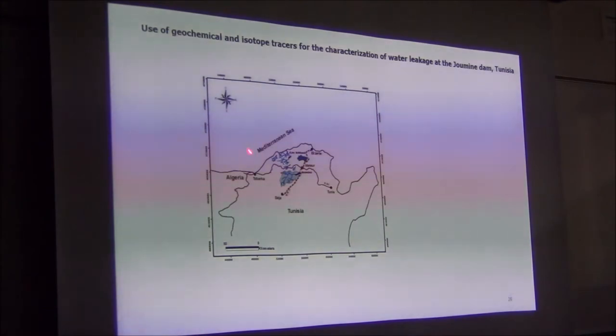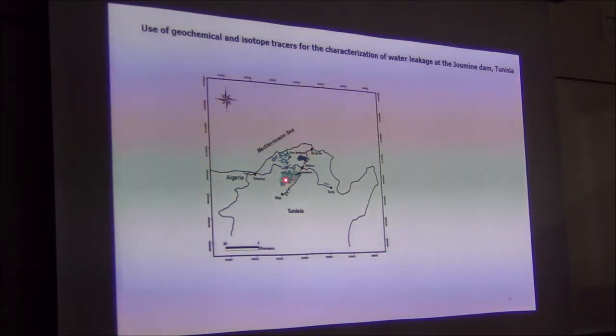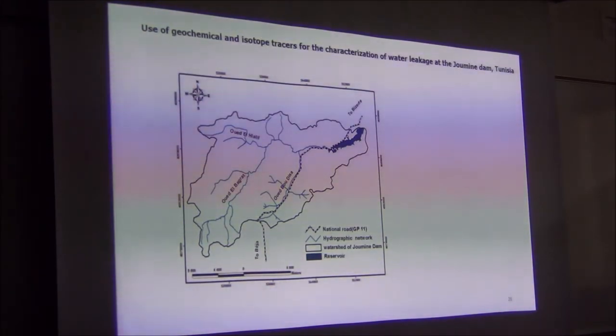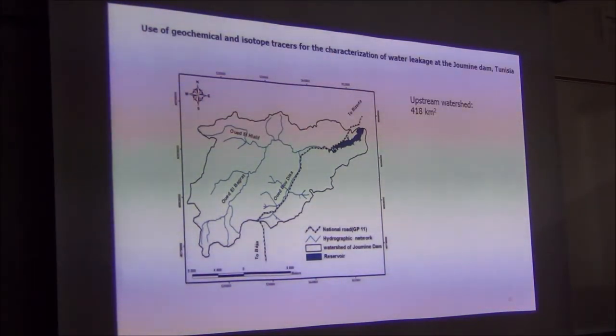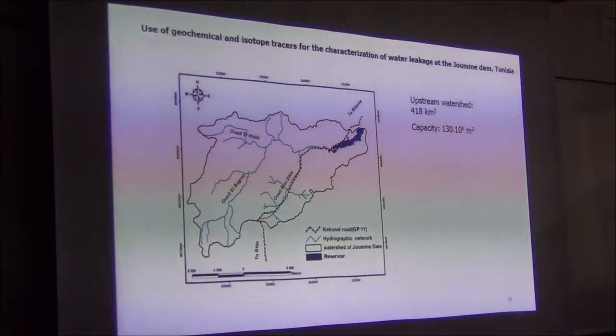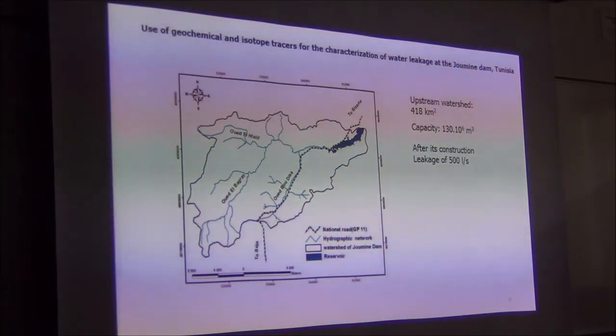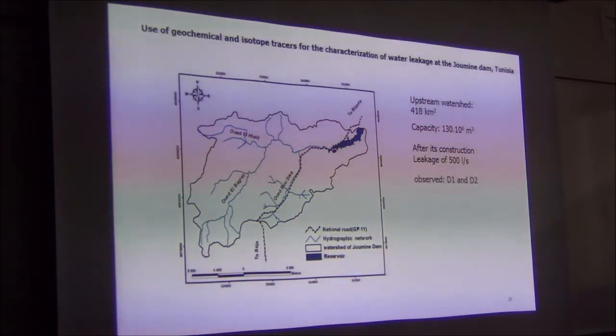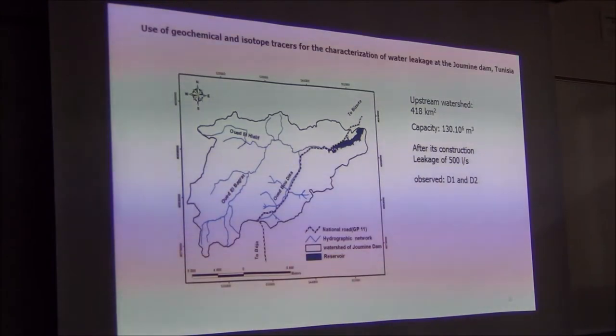The Jumin Dam is located in the northwest part of Tunisia. It's about 60 kilometers from the capital, Tunis city. The watershed of this dam is about 418 square kilometers, and the capacity of this dam is about 130 million cubic meters. Since its construction, this dam has had a big leakage of about 500 liters per second, and this leakage was observed in two drains in the downstream.